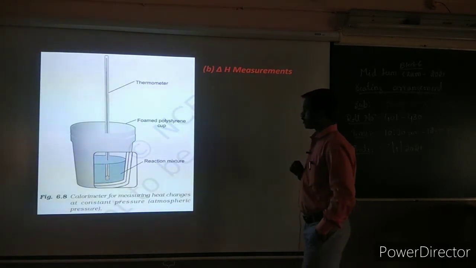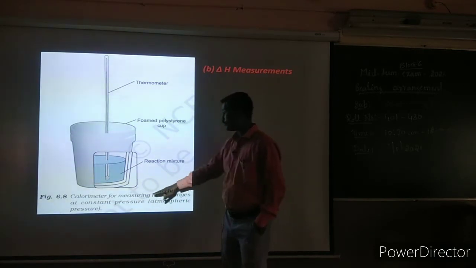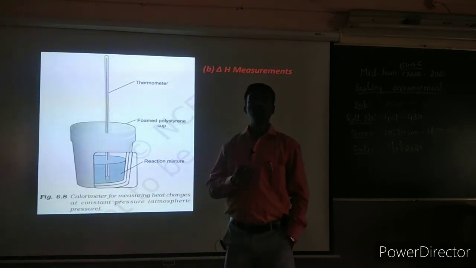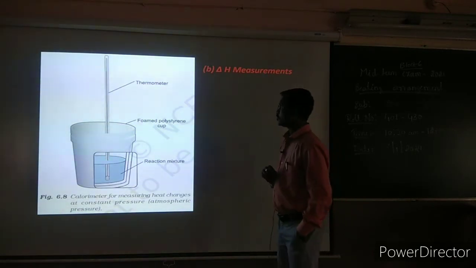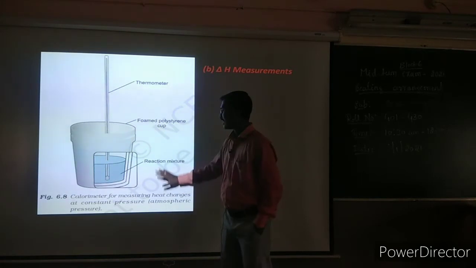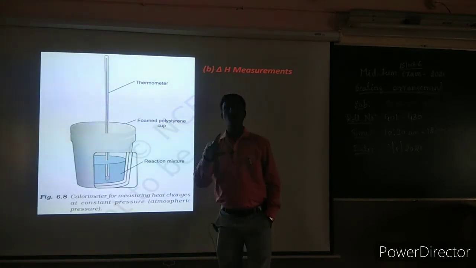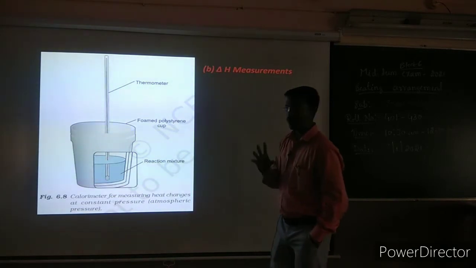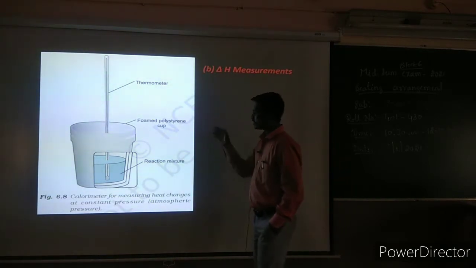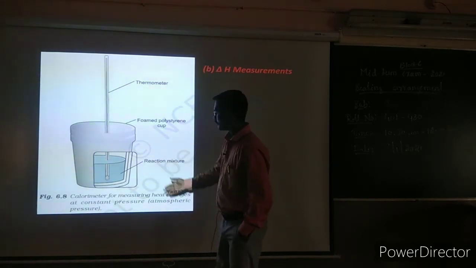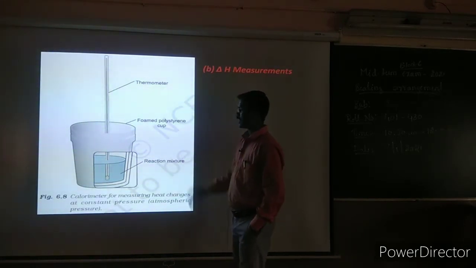So look here, one of the instruments is called a calorimeter. It is only the calorimeter, not the bomb calorimeter. It seems to be a very simple method. This is nothing other than a thermos, a small thermos which is carried for hot tea to keep the water hot. The same thing is converted for the laboratory for the degree. You are going to observe that the calorimeter seems to be just like a thermos.